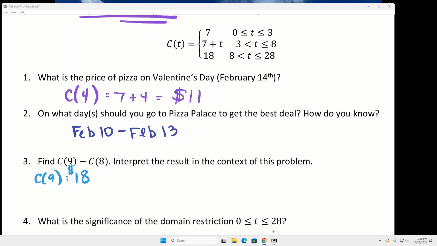Now 8 is a tricky one because there are 2 8s. We are only going to put it into one. How do you decide which one to use for 8? Well, you're going to pick the one that has the or equal to bar. So if it equals 8, 8's the number, you use that one. So we're going to use the middle piece. Did y'all hear that about the or? Okay. Oh, good. So it's going to be 7 plus 8, so that's going to be a $15 pizza.